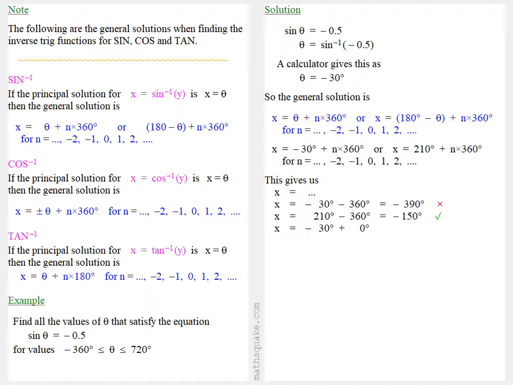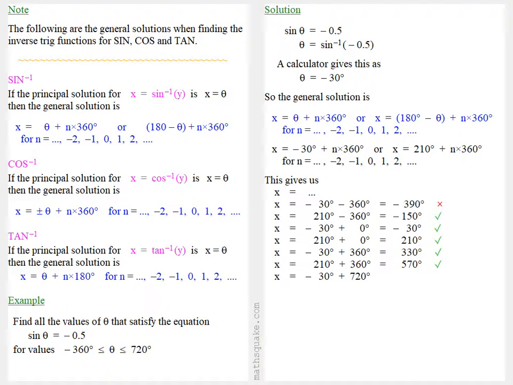If we take n as 0, we get minus 30 plus 0, which is minus 30 degrees, which is inside the range, and we get 210 degrees plus 0, which is 210 degrees, which is also inside the range. If n is 1, then x is minus 30 plus 360, which is 330 degrees, which is inside the range, or 210 degrees plus 360 degrees, which is 570 degrees, which is also inside the range.